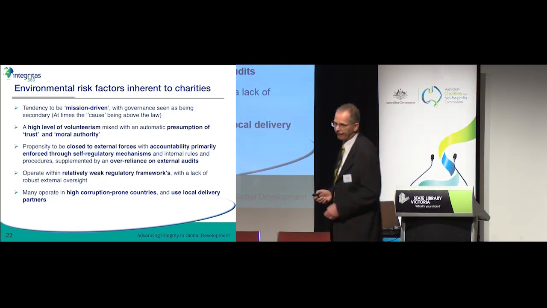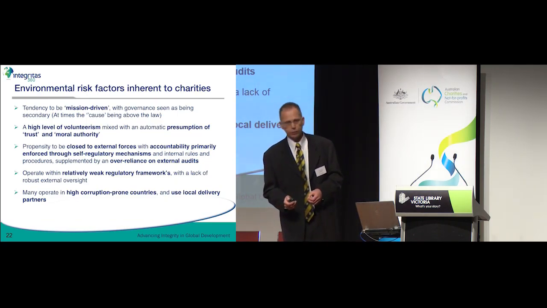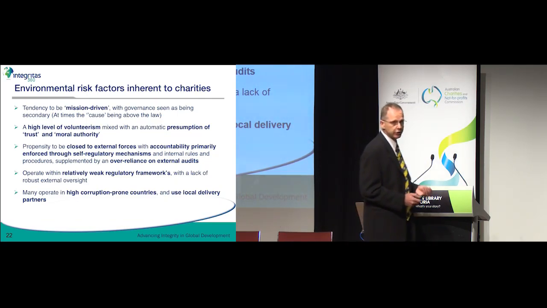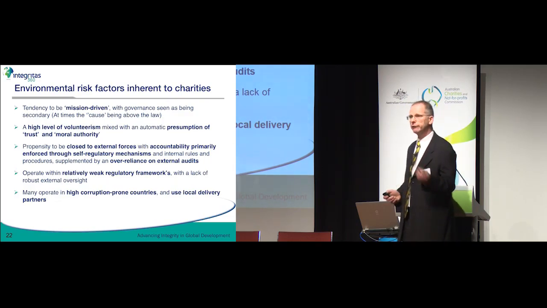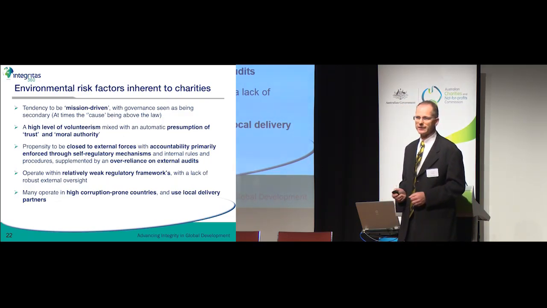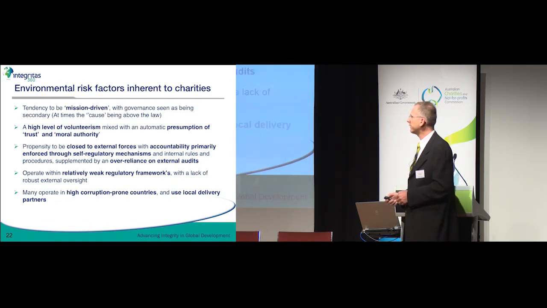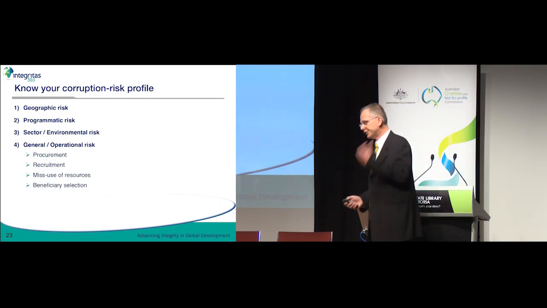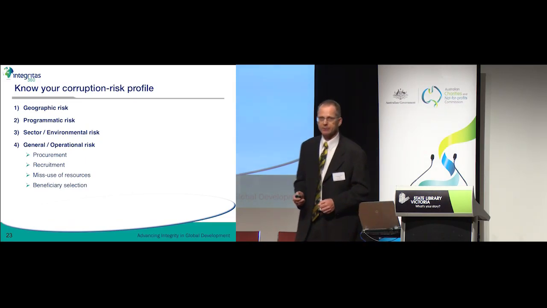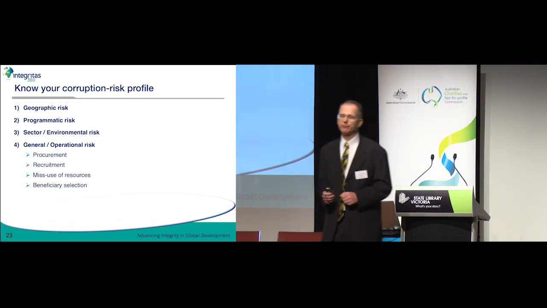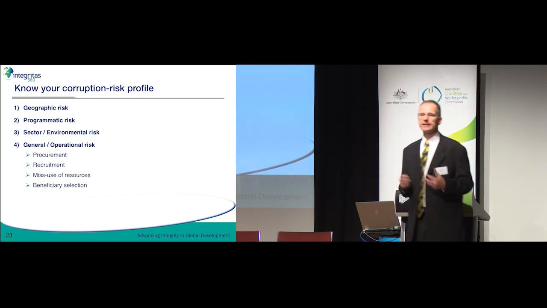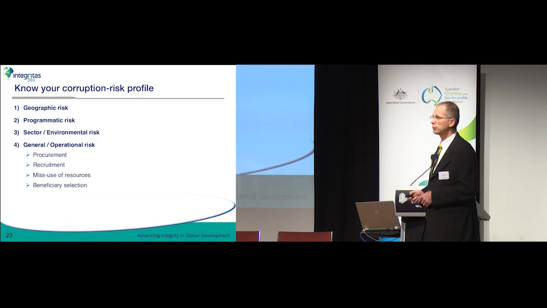And again, if we look at that 5% that we talked about, $50 million potentially at risk, but we overlay it and look at some of the countries that this is going to, it's not 5%. It's significantly higher than 5%. So the first issue as a charity we have to ask ourselves, and the first point that we have to understand is, what is our corruption risk profile?